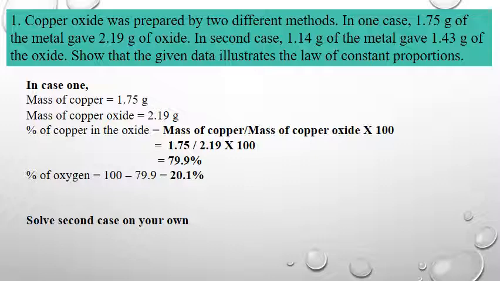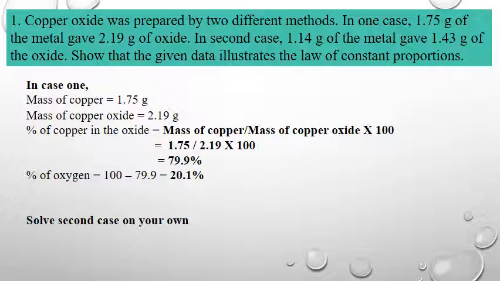So in the first case, we have the mass of copper, 1.75, and the mass of copper oxide, that is 2.19. And then we have the formula for percentage of copper in the oxide, that is mass of copper divided by mass of copper oxide multiplied by 100. So 1.75 divided by 2.19, multiplied by 100. After dividing, we will get 79.9%, the percentage of copper.